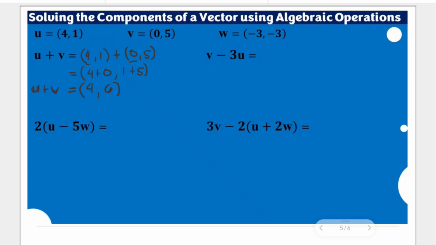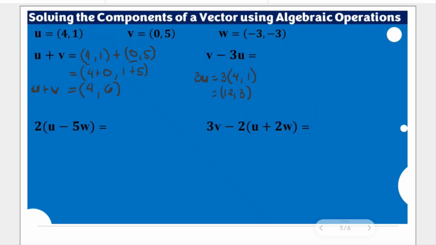For the next item, we have v minus 3u. So let's start first with solving the scalar operation of 3u, which is equal to 3 times the components of u, which is 4 and 1. This would mean that the components for 3u would be 12, that's 3 times 4, and 3.